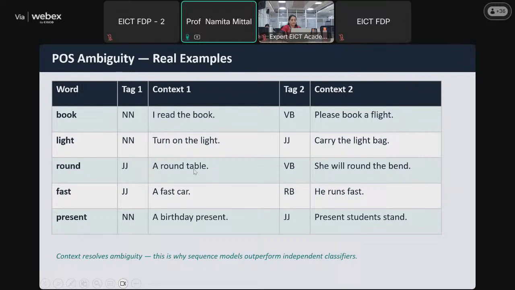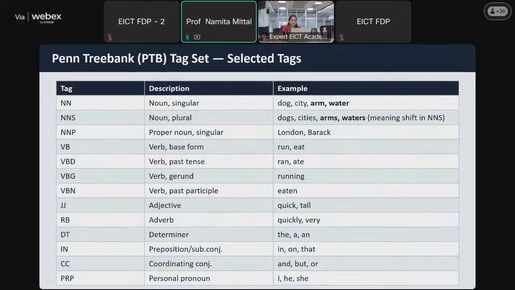Round: a round table. We are specifying a table which is round. That is an adjective. She will round the band. Then here, round is nothing but the verb. A fast car, the car is very fast. It is an adjective. He runs fast. Here it is RB. What was RB? Adverb. This is adverb.